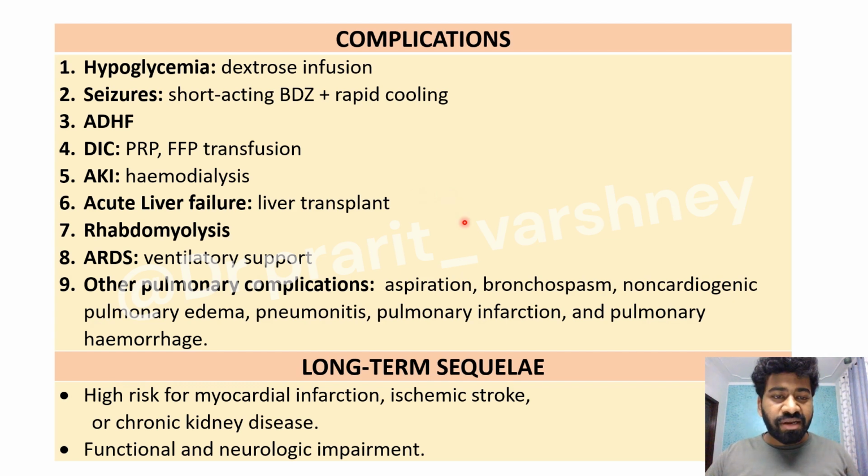If there is an acute kidney injury, we will do hemodialysis. In acute liver failure, the last modality is liver transplant. Rhabdomyolysis, ARDS. For ARDS, we will provide ventilatory support for the patient. Other pulmonary complications such as aspiration, bronchospasm, non-cardiogenic pulmonary edema, pneumonitis, pulmonary infarction, and pulmonary hemorrhage can be there. Long-term sequelae of heat stroke are high risk for myocardial infarction, ischemic stroke, and chronic kidney injury. Functional and neurological impairment can also be there in future for the patients who have recovered from the heat stroke.